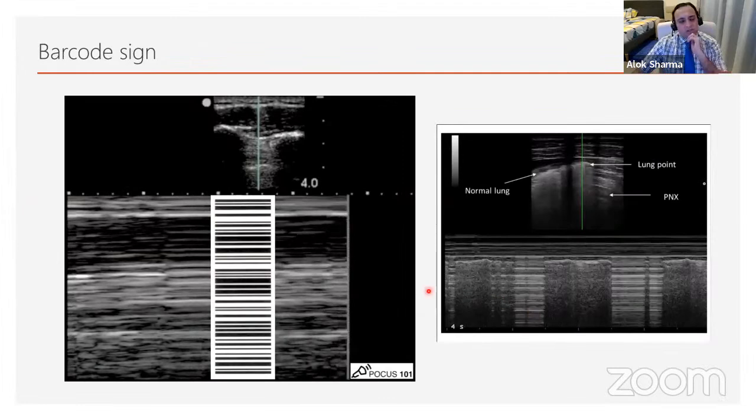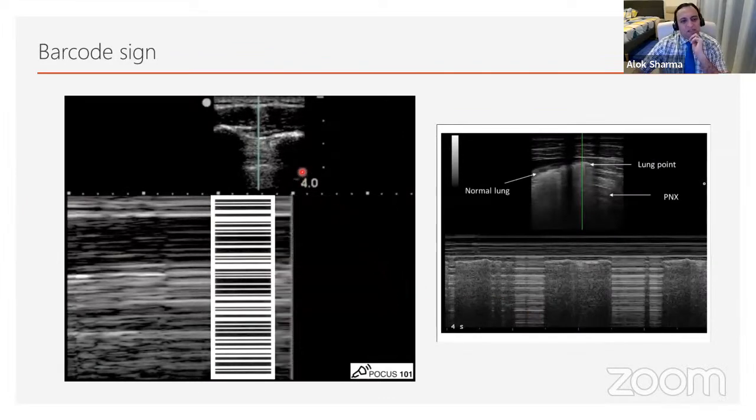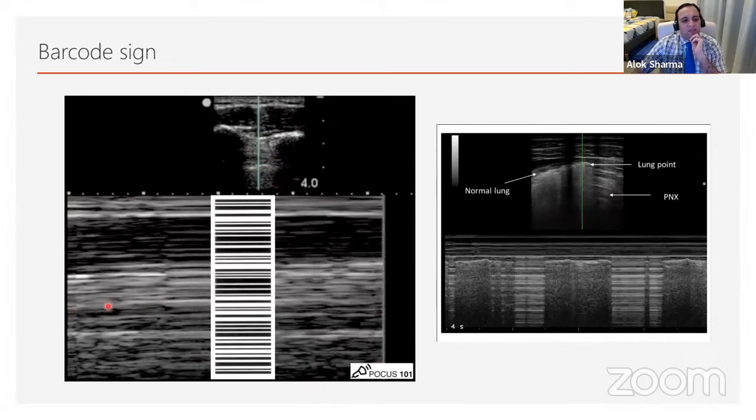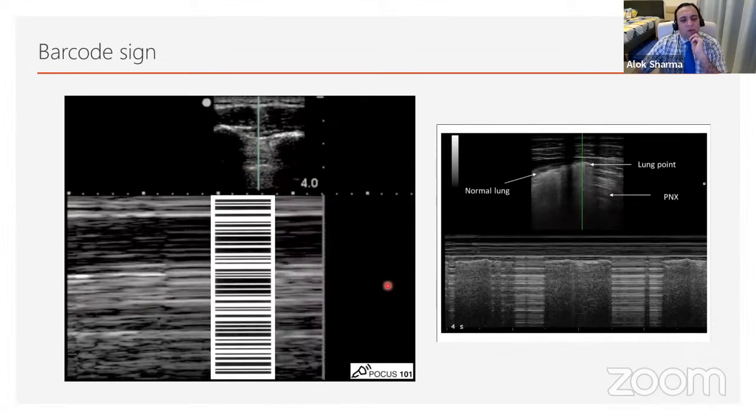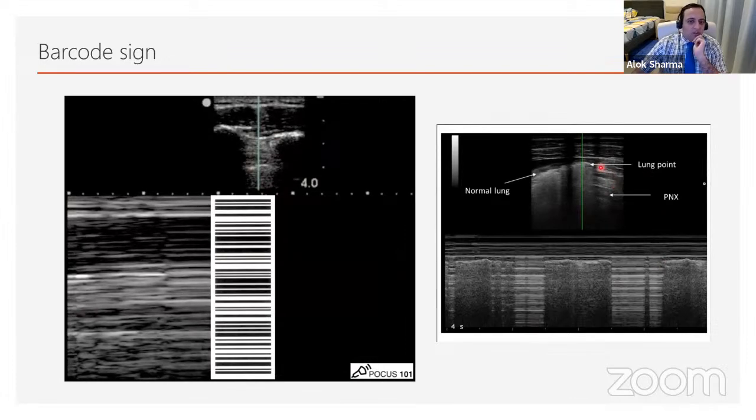And this is how it looks. So again, this is an area of a pneumothorax. There's no pleural sliding over here. You have A lines beneath, and this is a classical barcode sign. When you're looking at a pneumothorax, what you're trying to do is trace the area of the normal lung and the lung point.